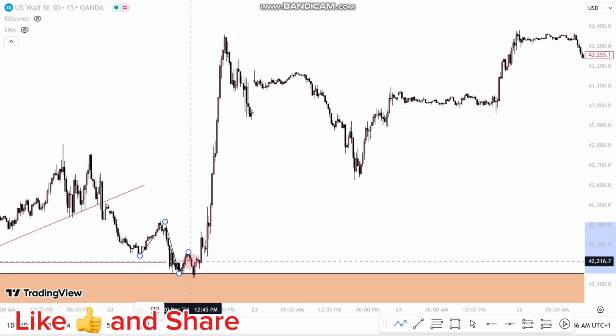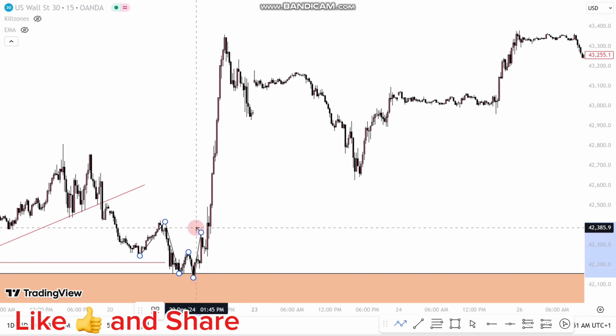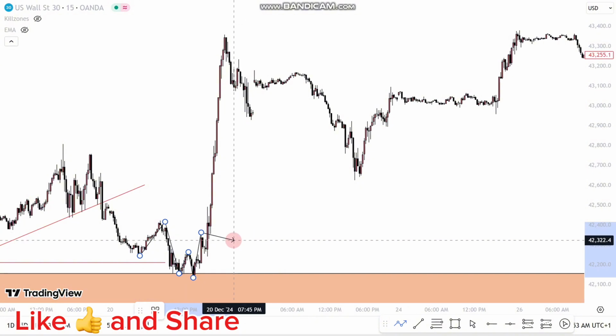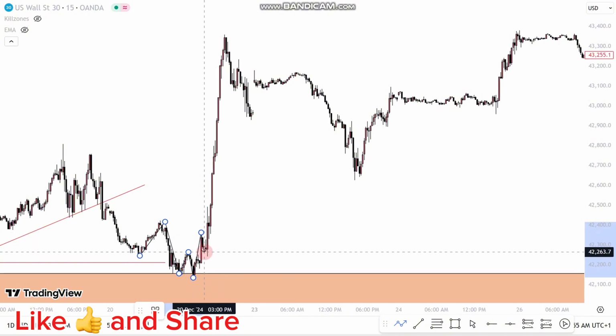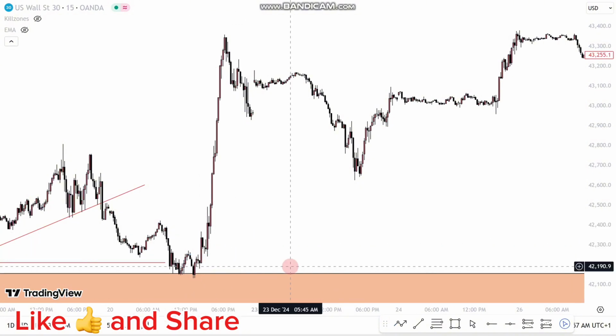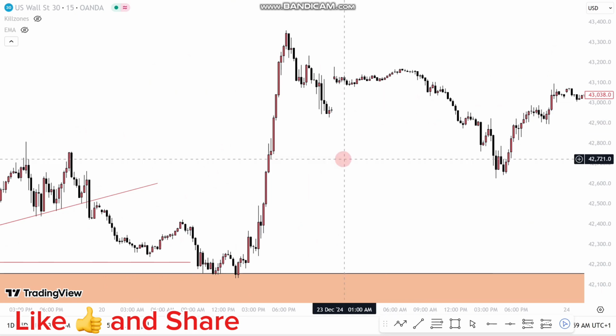Then formed this low, lower low. Then what happened? Change of character. Immediately it tapped into this zone. It's changed character on the 15 minutes time frame. So looking at it here, it's just very simple and clean.